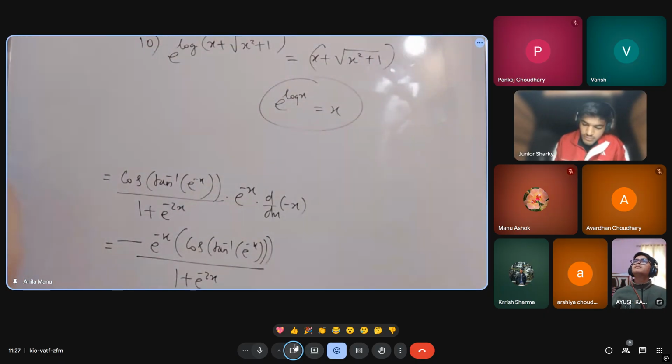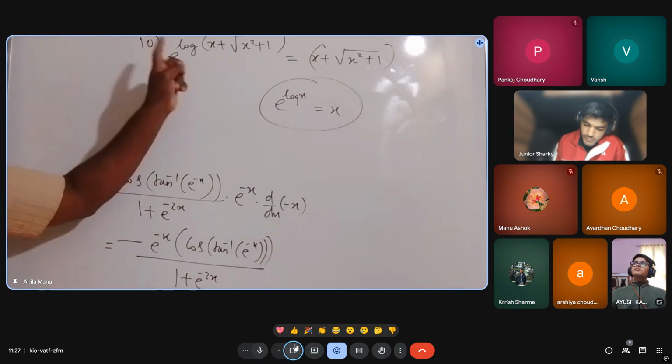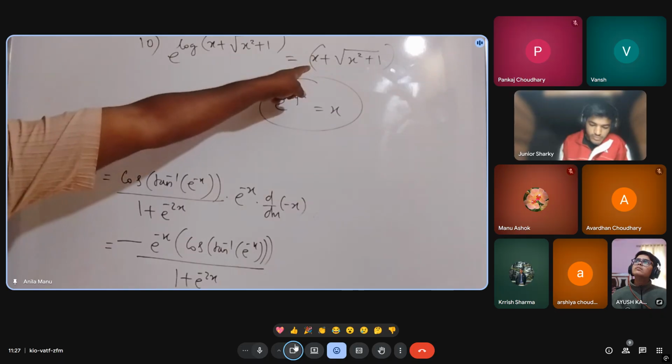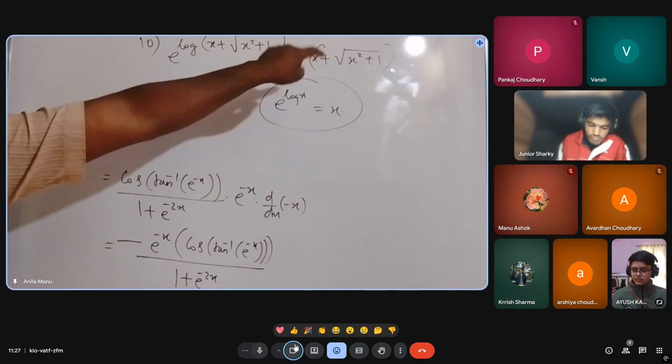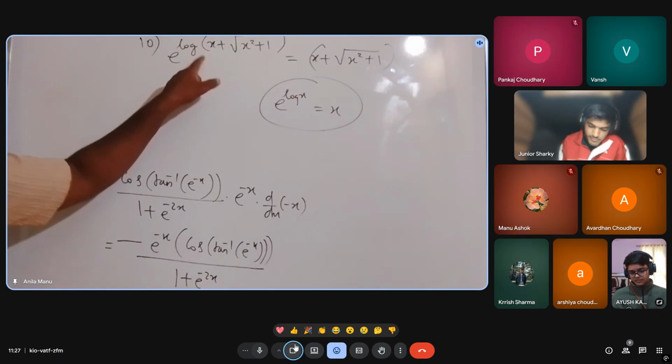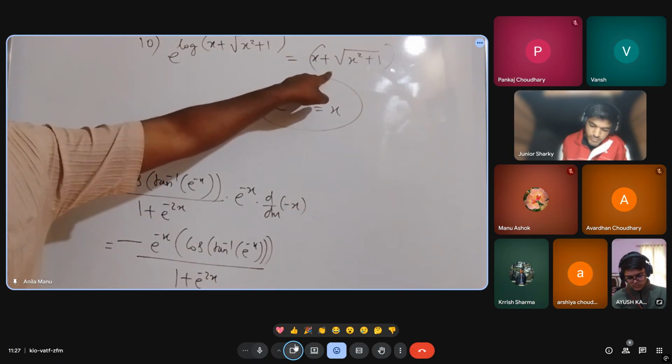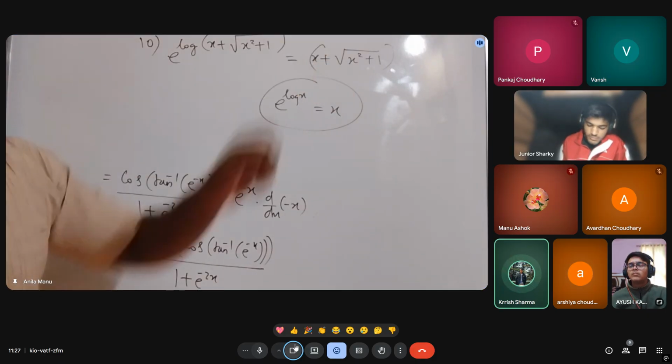If you get these kinds of questions, first you can just write down y is equal to this, that is equal to x plus root x square plus 1. So instead of differentiating this one, what can we do? We can differentiate this simple function. Understood?